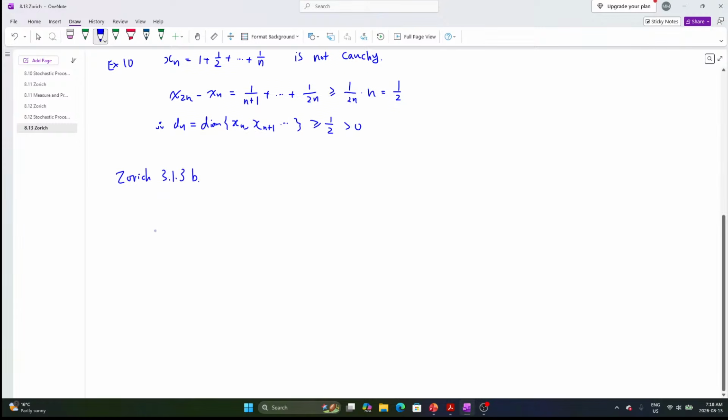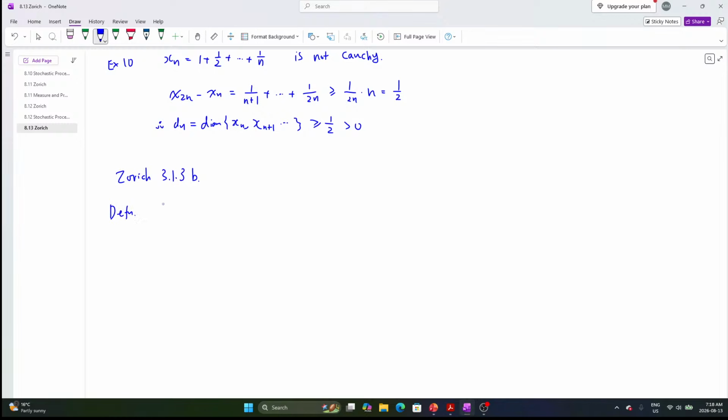Okay, for example, yesterday we broke down the proof of Cauchy criteria in the main text into several propositions. In my opinion, it made the overall flow more clear. Okay, so this is Zorich 3.1.3b. So first we have the definition that says what a monotone sequence is. Okay, so this is rather easy.